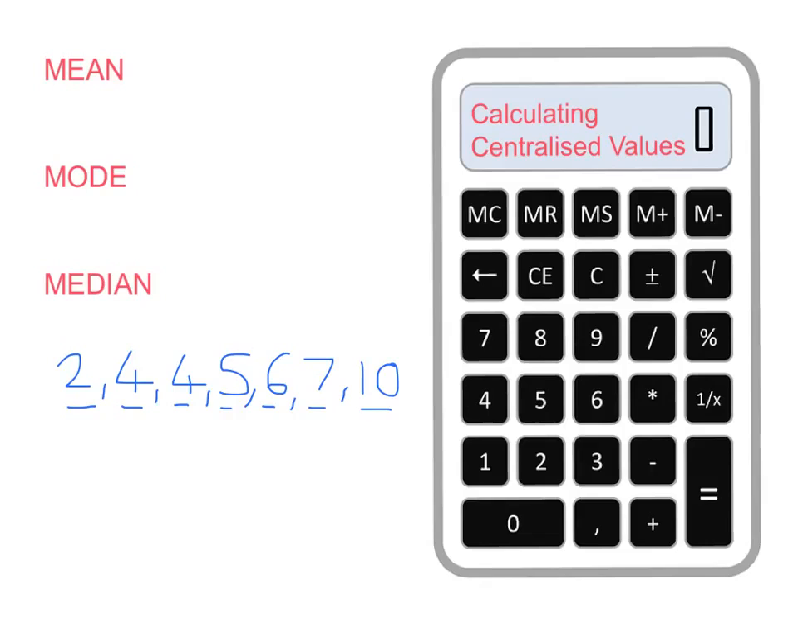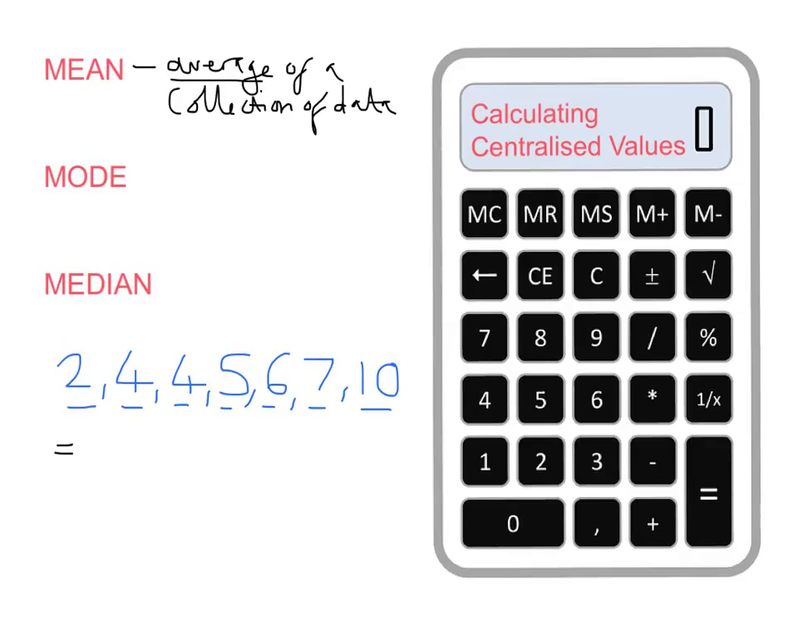Now the mean is the average of a collection of data. So let's just make a note of that there. So the mean is the true average of that data set. So to work out the average, we add them all up, so 2 plus 4 plus 5 plus 4, plus the other 4, sorry, plus 6 plus 7 plus 10, and then divide that by how many numbers we've got, which in this case is 7, and what we come out with is a value of 5.4.